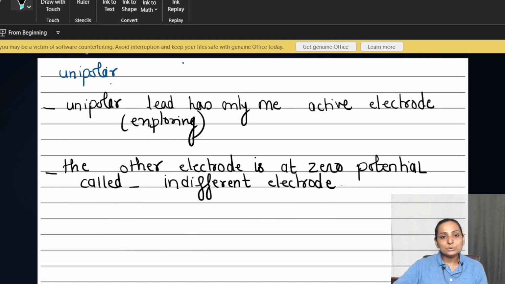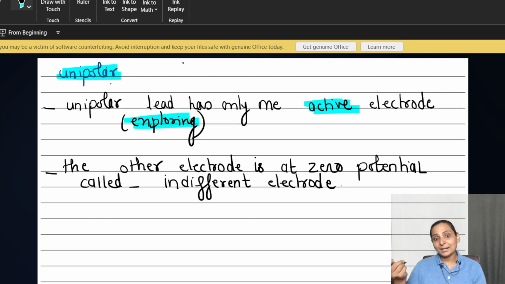Now we come to the unipolar limb leads. What are we saying now, that what is a lead? It is a pair of electrodes, and what do we want? We want the potential difference. For that we need 2 electrodes, right? Like in bipolar we took one negative and one positive, but in unipolar what is the problem? It is only one active electrode. There is only one active electrode, which is called the exploring electrode.